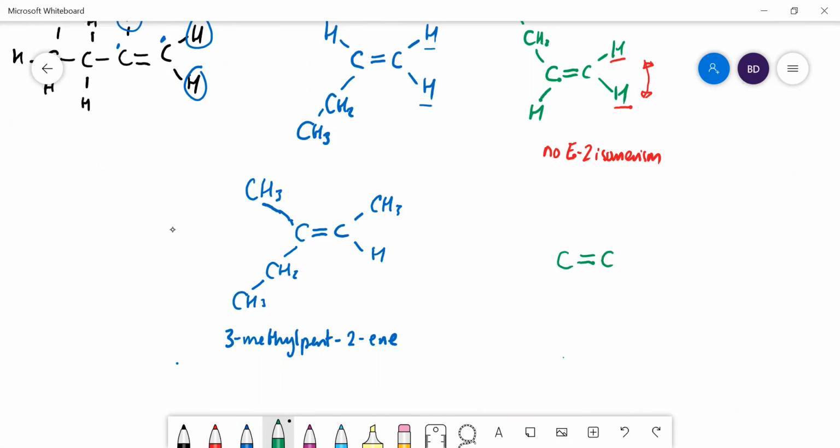So I'm going to put CH3 there, here, and then the hydrogen there. And I'm going to put CH2 there and CH3 there. Put the ethyl on the top this time, and this one here. Now, this is 3-methylpent-2-ene as well.